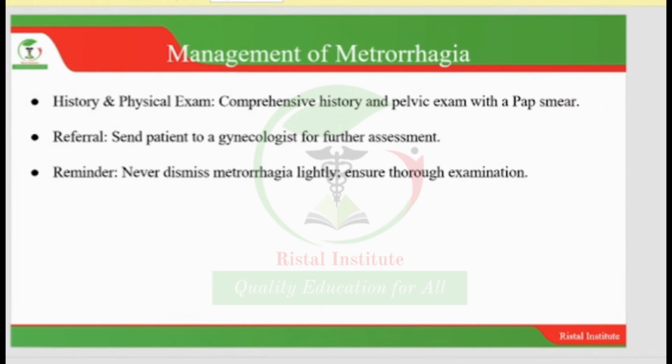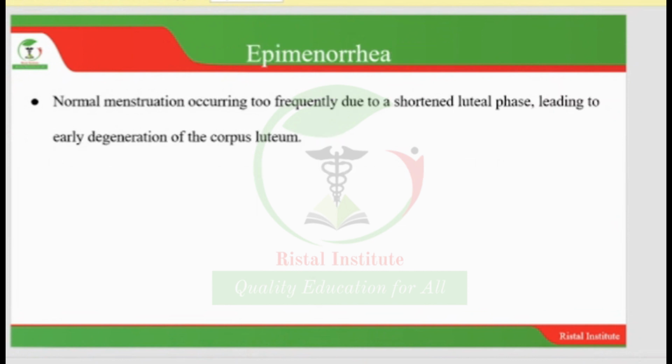The first step is history and physical exam. Comprehensive history and pelvic exam with a pap smear. Then the second step is a referral. Send a patient to a gynecologist for further assessment. So what we need to do after all this is, as a reminder, we should never dismiss metrorrhagia lightly. Ensure thorough examination, because it can be something more than what we suspect or anticipate.